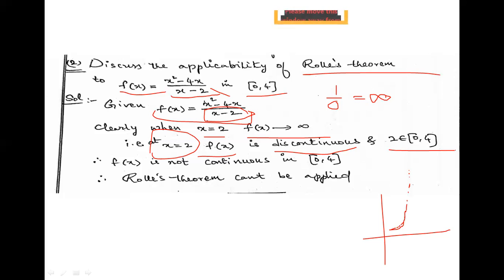So 2 belongs to the open interval 0 comma 4. Is f of x continuous? No, because at 2, between 0 and 4, consider this is 0. At this 2, it is becoming infinite, and this is 4. So this function is becoming discontinuous at 2.